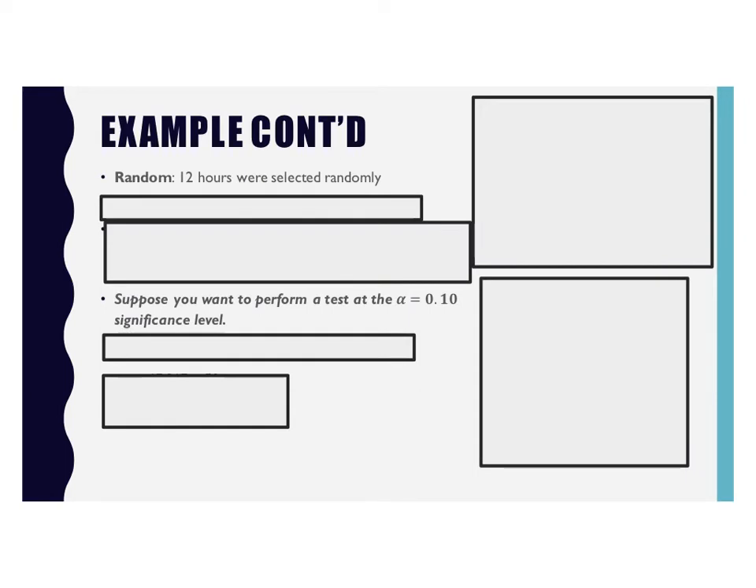Remember, our first condition is the random condition, and if we look at the context, 12 hours were randomly selected. Our next condition is the 10% condition. 12 hours is less than 10% of all hours in one week.